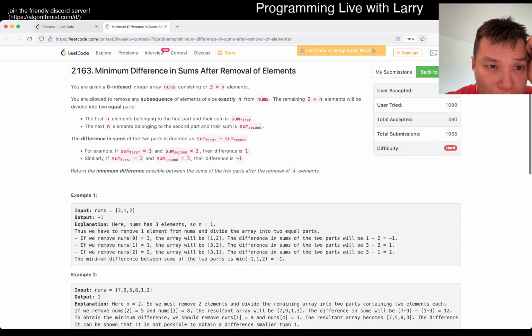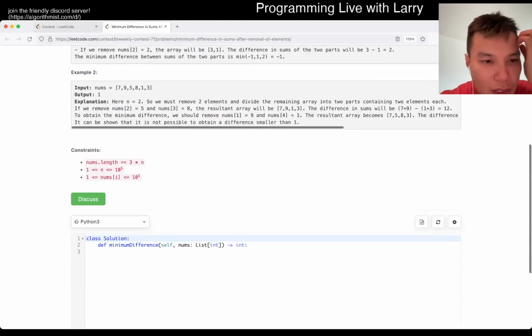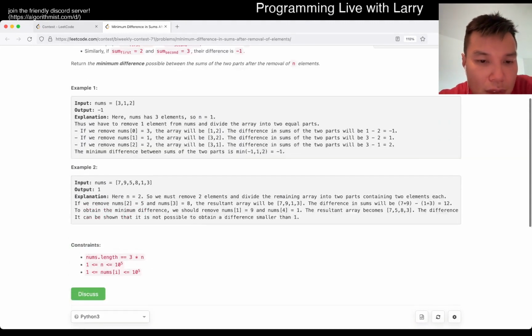Okay. Nums consist of 3 times n elements. Exactly n. So basically, what? The difference in minimum? Okay. So basically, you remove 1/3 of the elements, and then you try to do some magic on the other 2 to try to figure out the minimal difference. What is n? n is big. Wow. So okay. Huh.